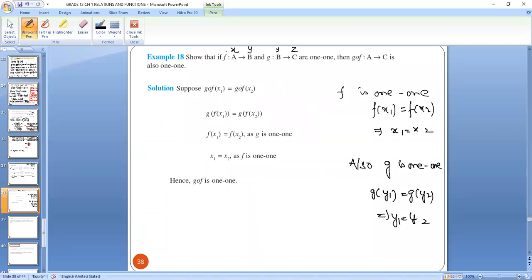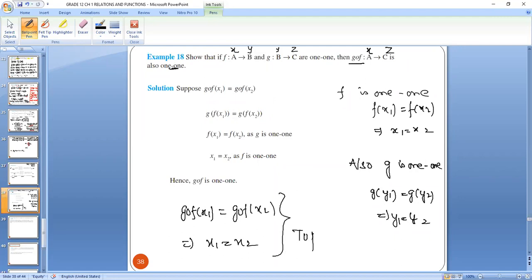So हमें ये दिया हुआ है कि F 1-1 है, G 1-1 है, और हमें ये प्रूव करना है कि जो कंपोजिशन है G of F, this will be X to Z, then is also 1-1. तो हम क्या प्रूव करेंगे कि G of F of X1 अगर G of F of X2 है, then it will imply that X1 is equal to X2. This we have to prove, right?